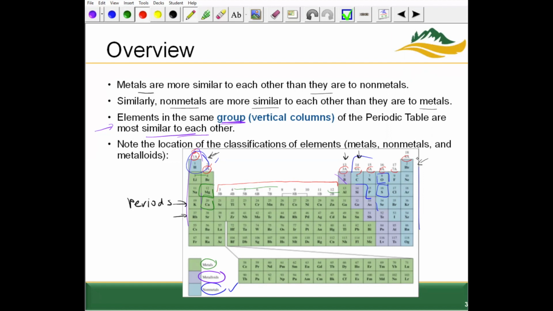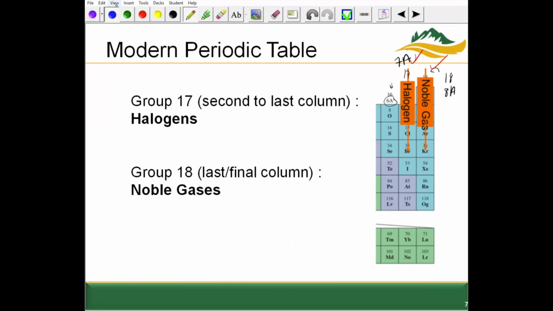So you will hear me say the halogens are in group 7, group 7A, I should be saying. Noble gases are in group 18 or 8A. So that little bit of organization there is definitely something to start getting comfortable with, get familiar with, look at the periodic table, see what's happening there.